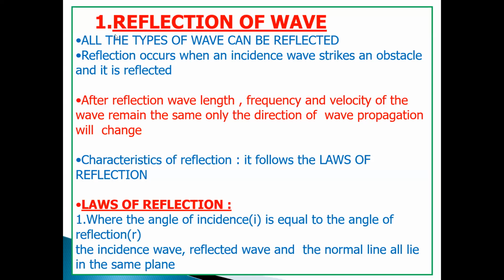So, reflection of wave. All types of waves can be reflected. So any wave can be reflected. Reflection occurs when an incident wave strikes an obstacle and it is reflected. After reflection, frequency, velocity, and wavelength remain the same. Only direction will change. Of course, it can go through a bit of damping. It follows the laws of reflection, where the incident angle must be equal to the reflected angle, and the incident wave, reflected wave, and normal stay in the same plane.